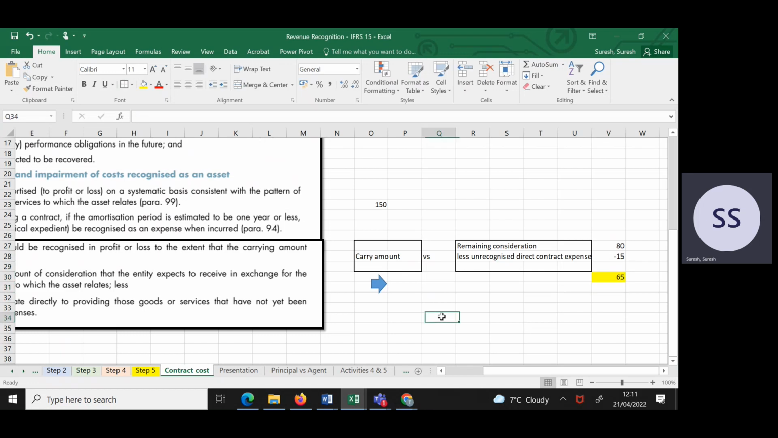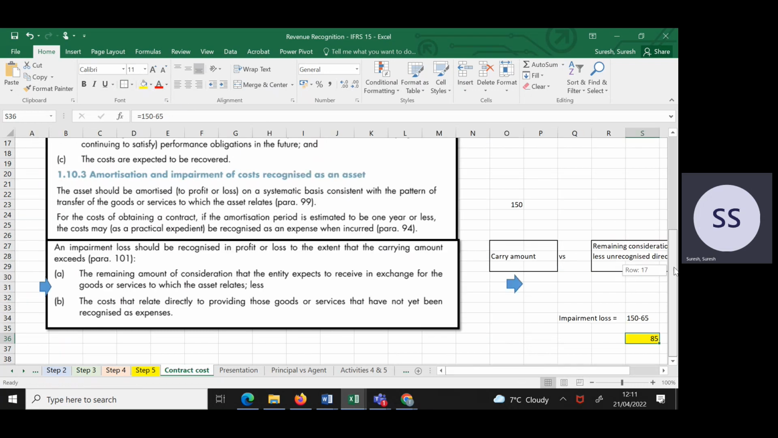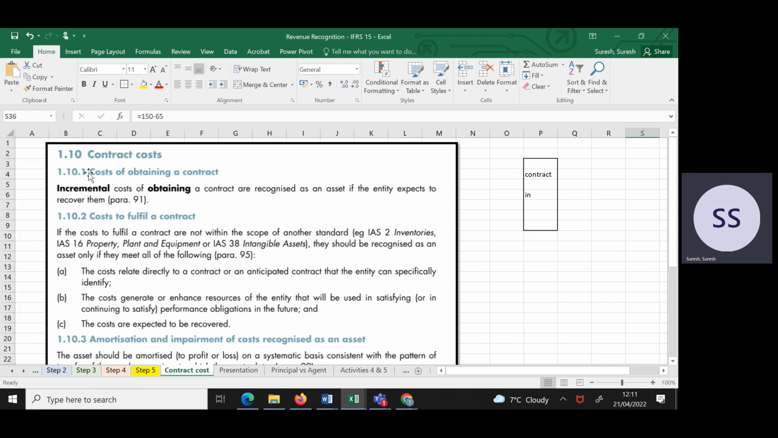So the impairment loss for us here would be equal to 150 minus 65, right? That would be the impairment loss. It would be charged to the profit and loss account. So it's not a big area for us to worry about much. But this is a contract cost.